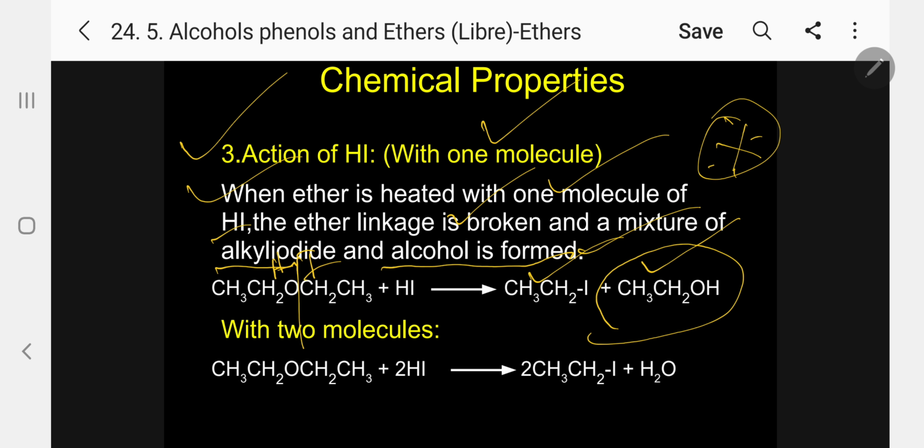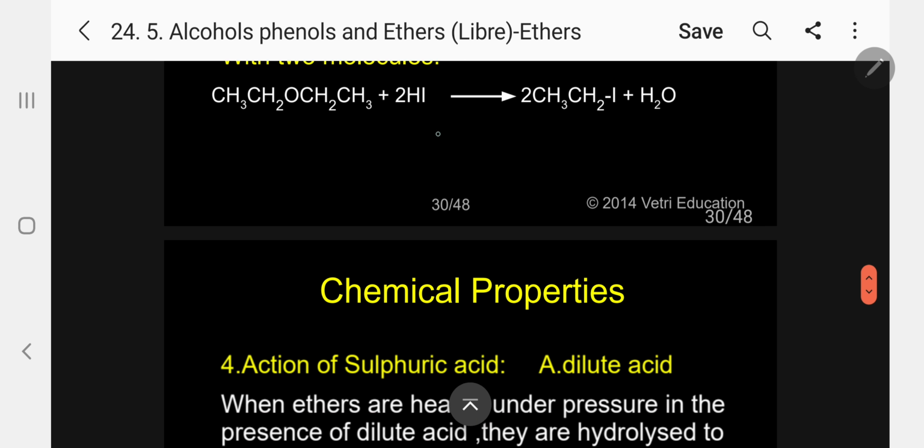Kindly follow. So with two molecules of HI, there is no alcohol formed, only alkyl halide, 2 moles of ethyl iodide. So this question can be asked: what happens when one molecule of HI is treated with one molecule of diethyl ether? They will give different options. Kindly follow. You must memorize: one molecule cleaves the ether into halide and alcohol; 2 molecules cleave it to only alkyl halide. Please memorize. A question can be asked here.